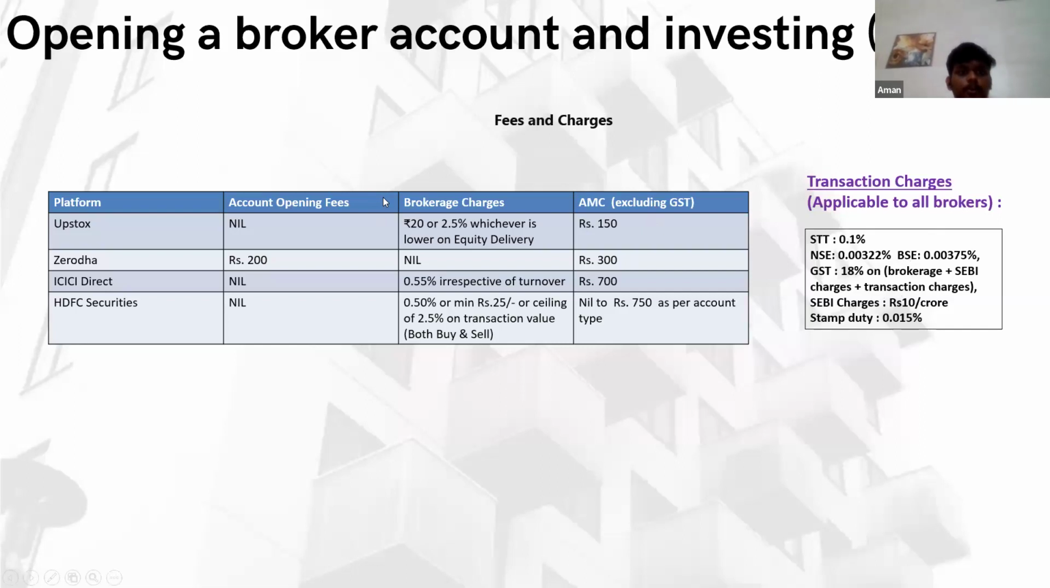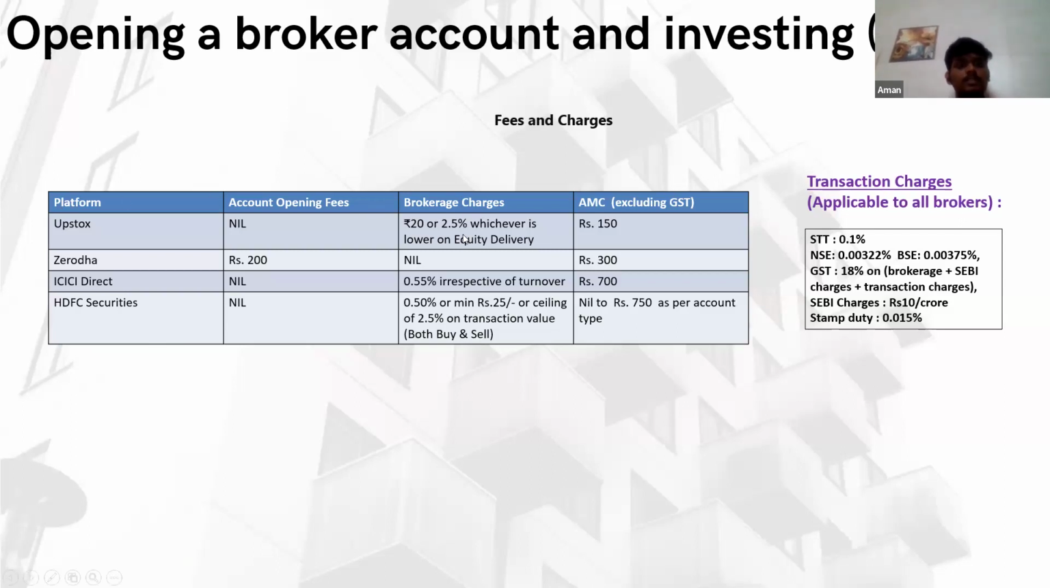Now coming to the broker specific charges. So we have selected four of the major brokers. There are many other brokers you can choose, but this is just to show you the different types of charges and the difference between the brokers. So, coming to account opening fee, Upstox, ICICI Direct, and HDFC Securities charge 0 rupees for account opening, and Zerodha charges rupees 200 for people aged above 25.